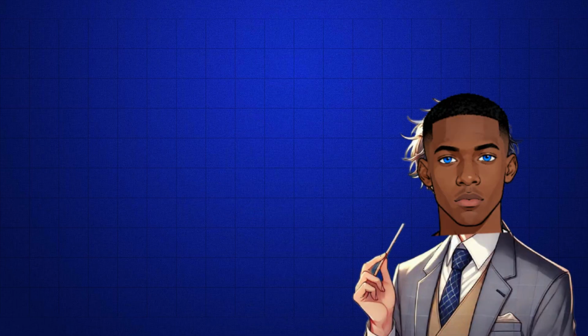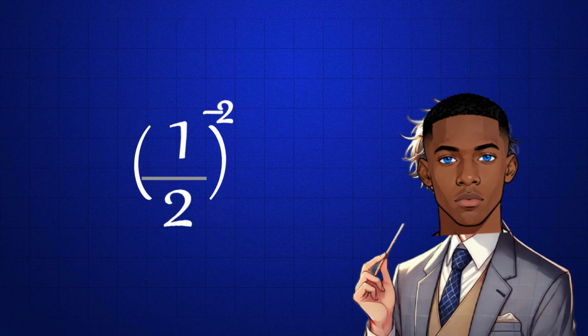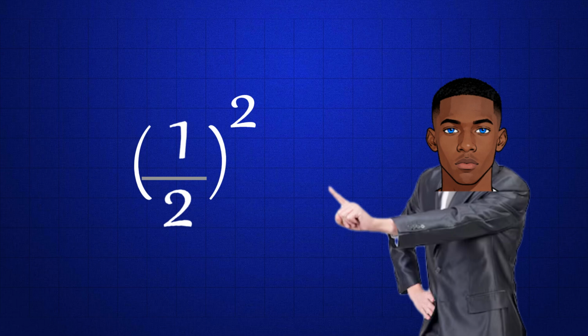Simple explanation. If the exponent is negative, flip it and make it positive. A practical example, 2 to the power of minus 2. Now remember, 2 is the same thing as 2 over 1, right? So if we flip 2 over 1, what do we have? 1 over 2, and then because we flipped it, the exponent becomes positive. So that becomes 1 over 2 to the power of 2.